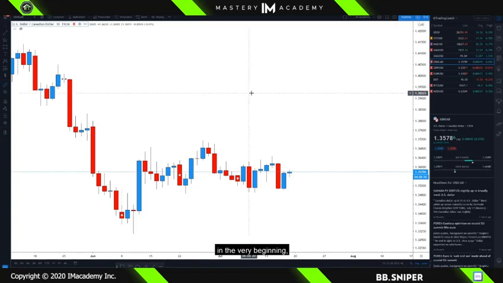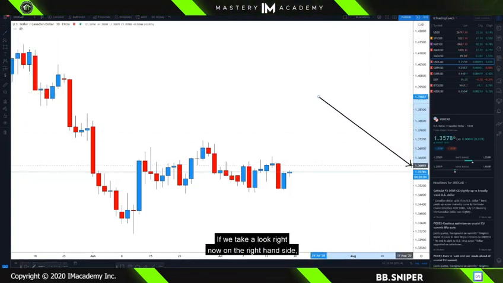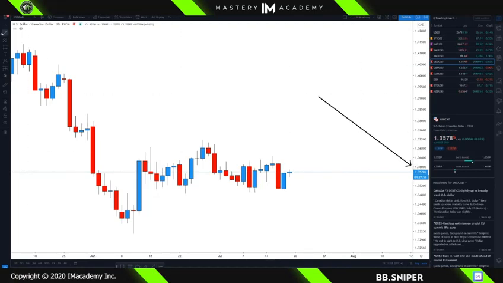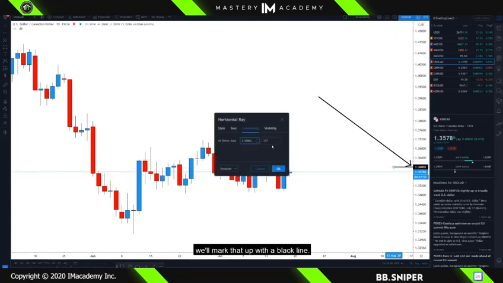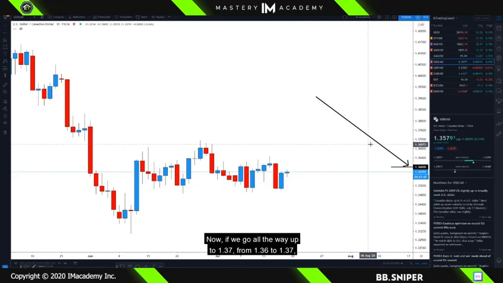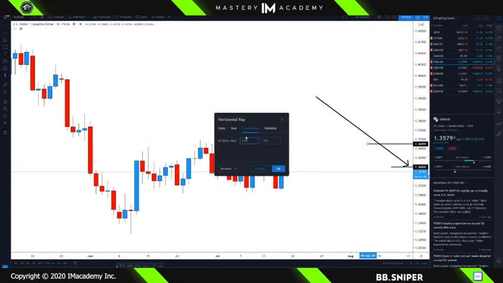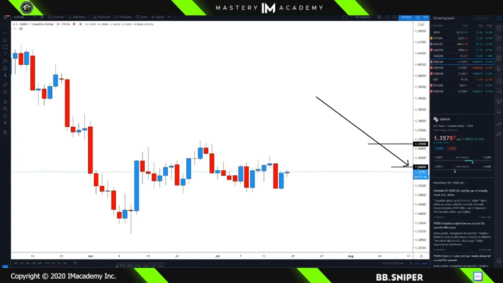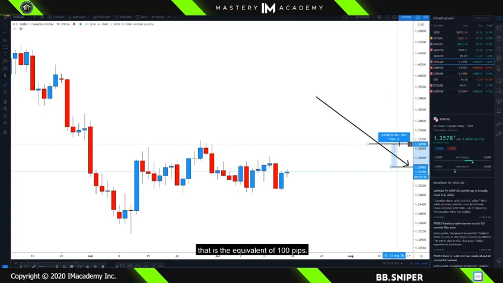The measurement tool, while it is helpful in the very beginning, it's pretty simple and easy to understand how to actually look at the price scale and understand the difference between one price point and the next. For the majority of Forex pairs, it's super simple to understand how the pips are calculated. If we take a look right now on the right-hand side, we're going to use whole numbers just to keep it simple. If we take a look at 1.36, we'll mark that up with a black line. And if we go all the way up to 1.37, from 1.36 to 1.37, that is the equivalent of 100 pips.